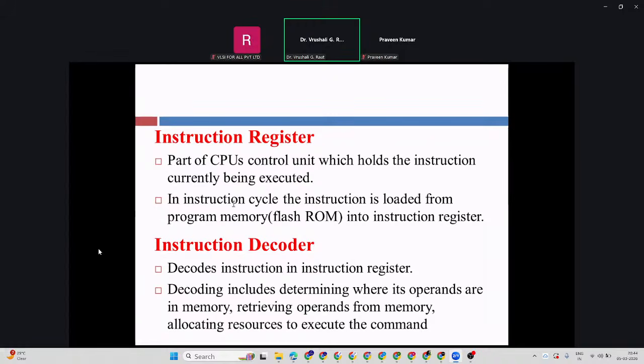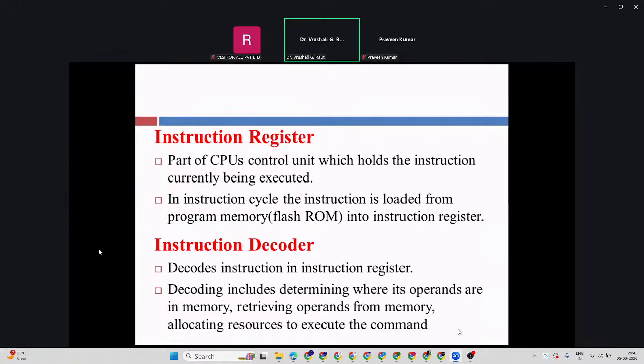Only one instruction. In the instruction cycle, the instruction is loaded from the program memory into the instruction register, right? One by one it will be coming. Then what is the instruction decoder doing? After that instruction register, there is the instruction decoder. It decodes the instruction in the instruction register. Decoding includes determining where its operands are in memory, retrieving operands from memory, allocating resources to execute the command.